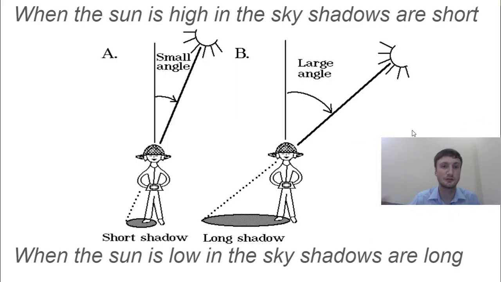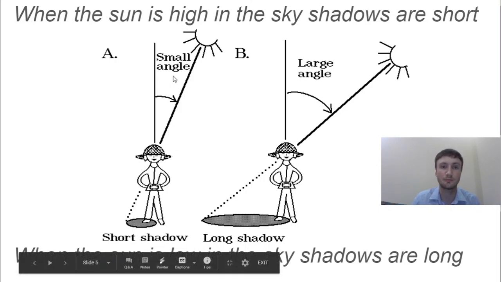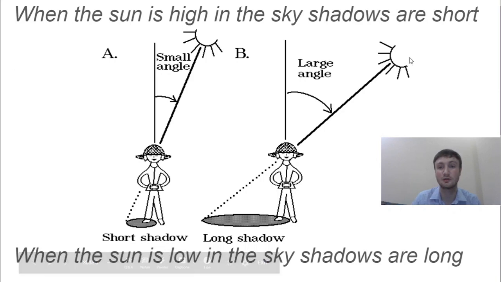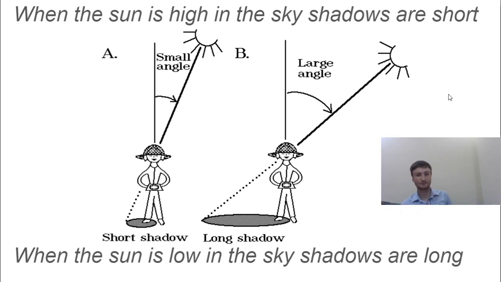So when the sun is high in the sky, shadows are short. That's because there's a small angle. And when the sun is low in the sky, the shadows are long because the angle is large. See here? Again, very simple. And you've probably all noticed this before.